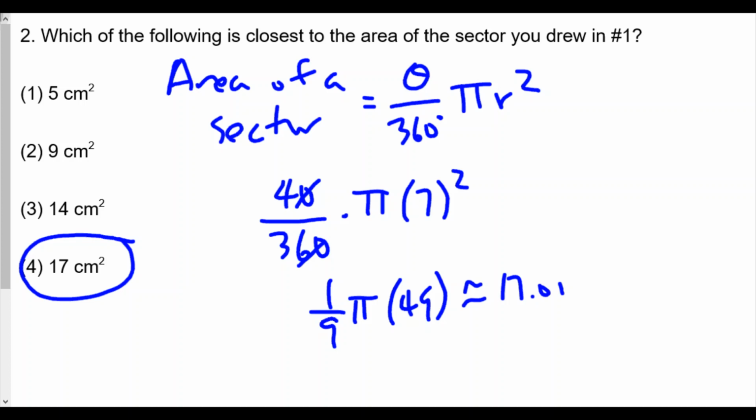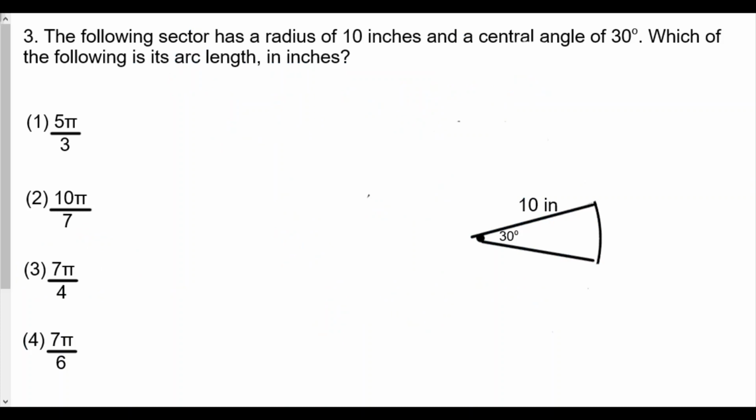Okay, so question number 3. The following sector has a radius of 10 inches and a central angle of 30 degrees. Which of the following is the arc length? So very important here, when it says arc length, it is not the area. It's going to be, in this case, the measure of the part of the circle, the edge. So it would be this piece here, just this measurement here.